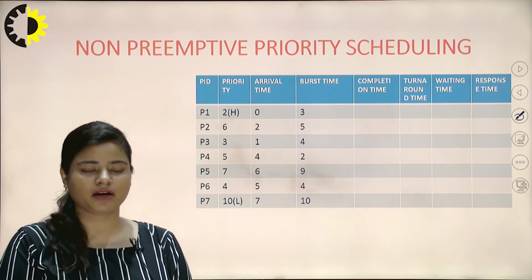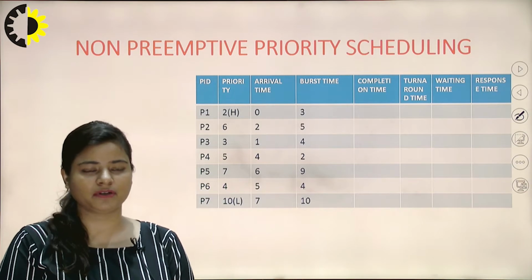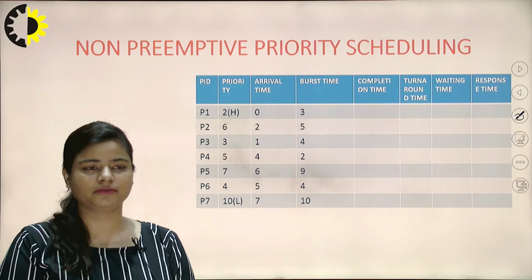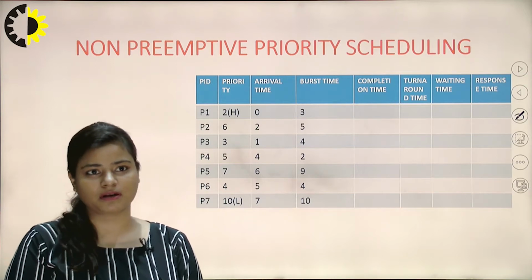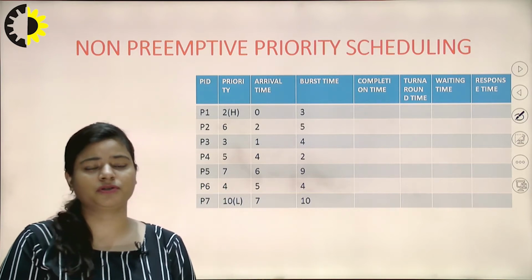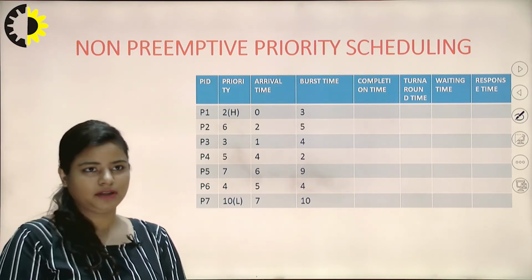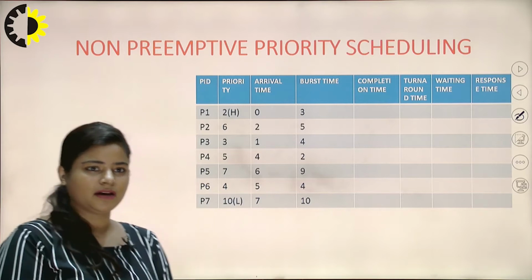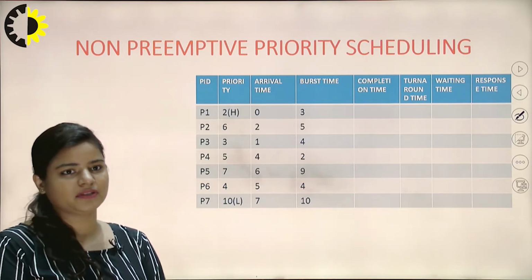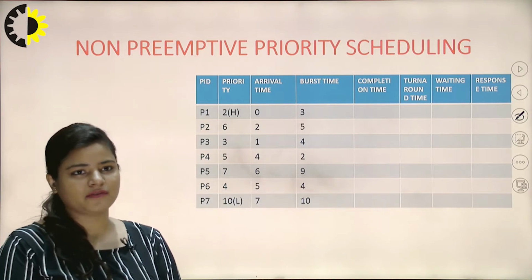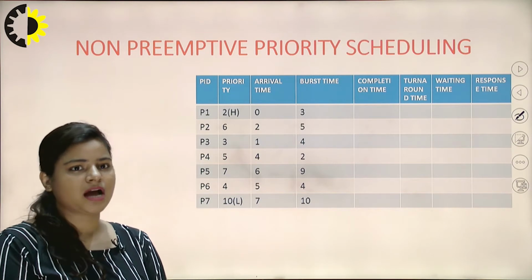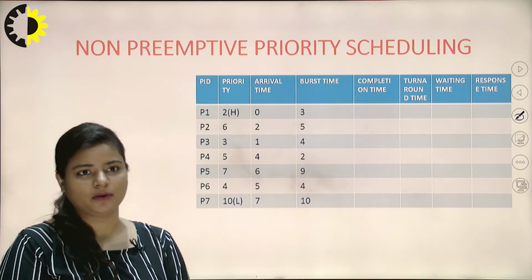Here we are only considering the priority of the processes. If a higher priority process comes, there is no preemption, so the current process should not get preempted. In this example we have processes P1, P2, P3, P4, P5, P6 and P7, which have priorities from 2 to 10. Here 2 represents the highest priority and 10 represents the lowest priority.